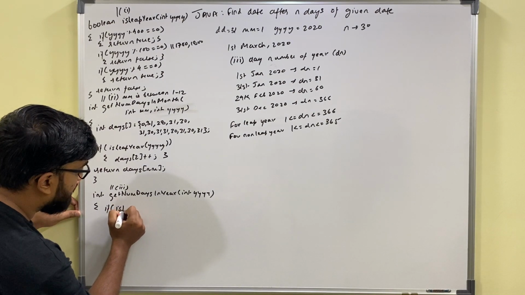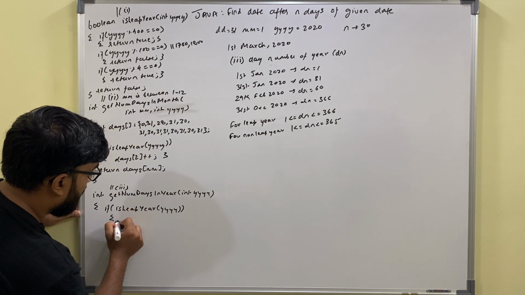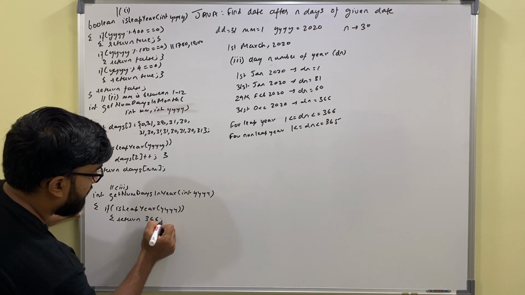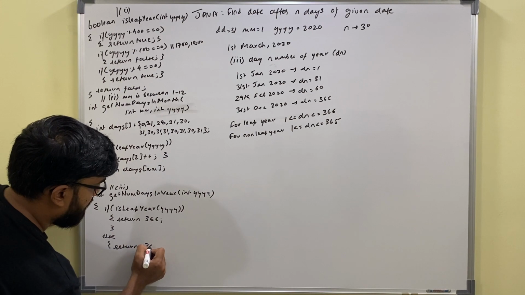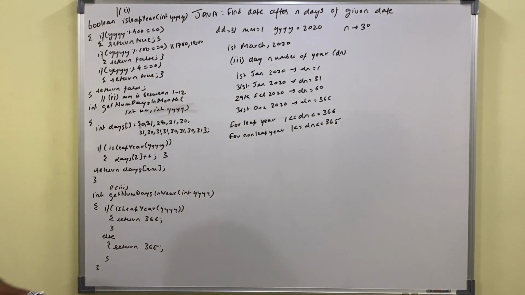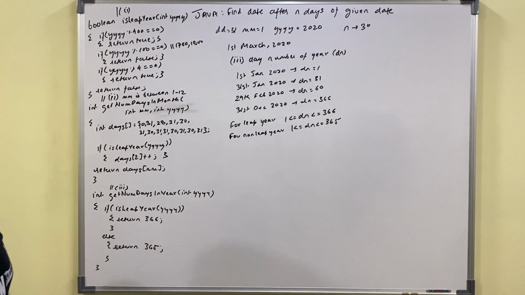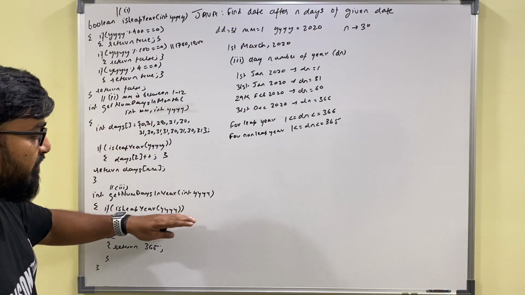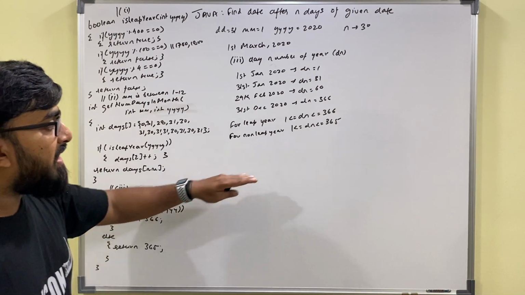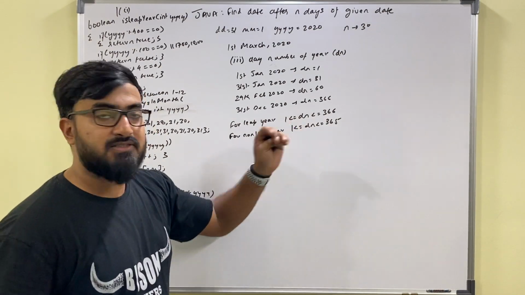If isLeapYear(y), return 366. Else, return 365. For a leap year, return 366. For a non-leap year, return 365. And this will help me find the maximum day number for the given year. Because for a leap year, maximum day number is 366, and for a non-leap year, maximum day number is 365.